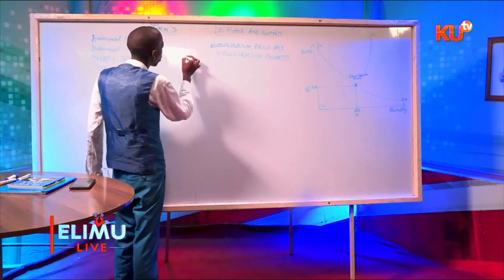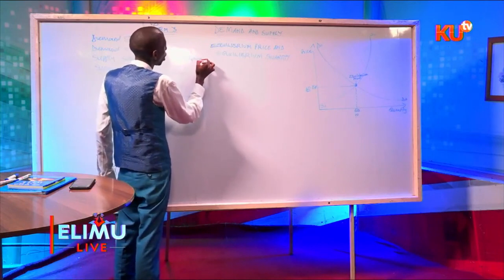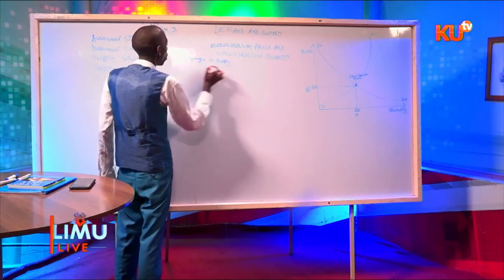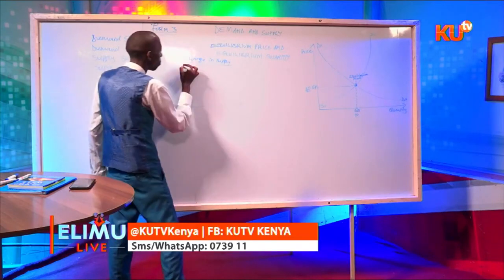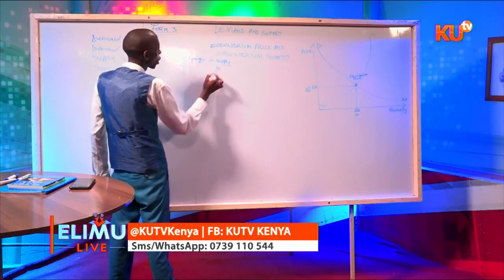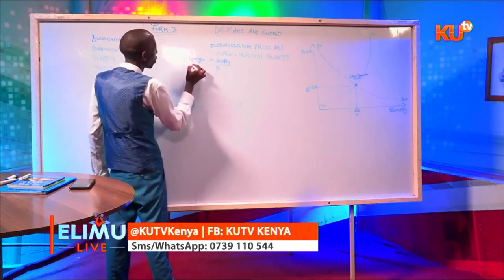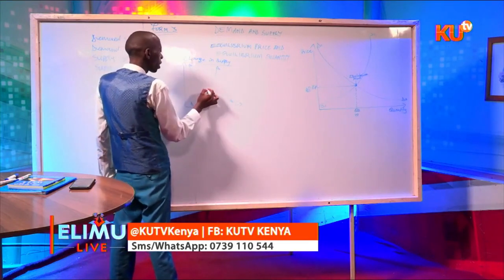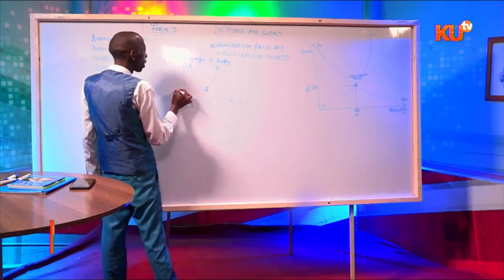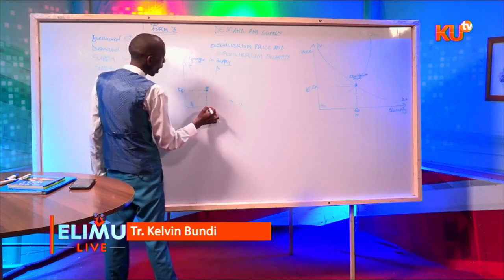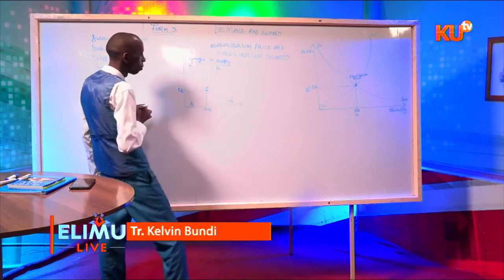So, still on change in supply. We have our demand curve and supply curve, D naught and S naught. If now this is the equilibrium point, the point at which we have the equilibrium price, the price at which the quantity supplied is equal to the quantity demanded.